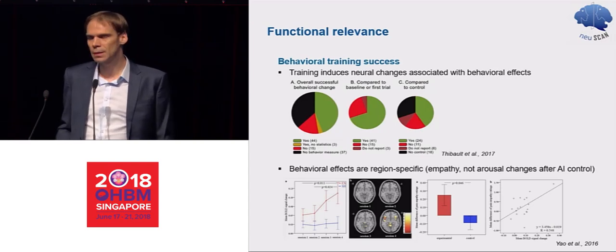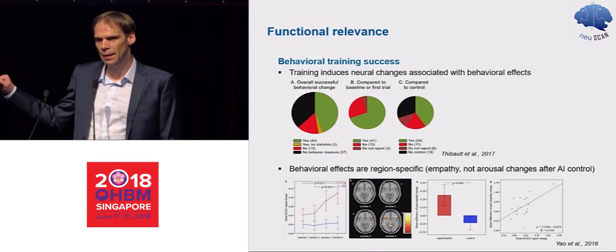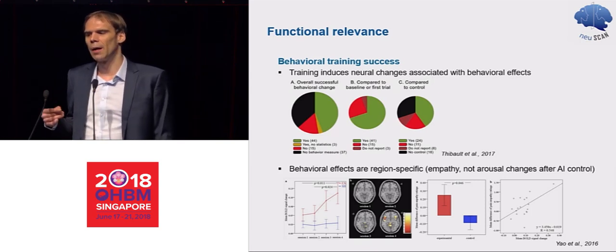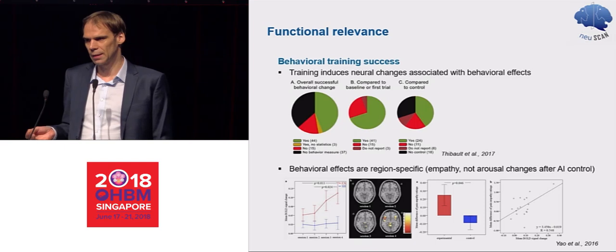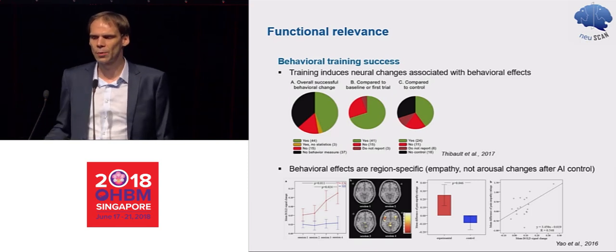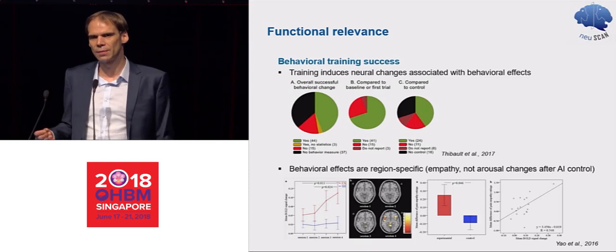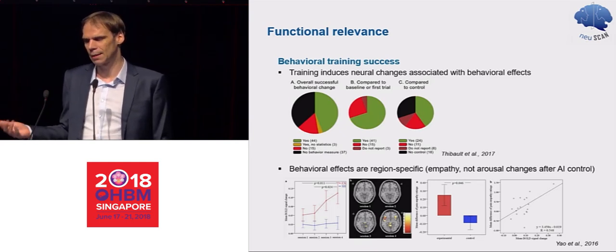What is important, and this is a study we did 2 years ago, shown on the bottom part, is that these changes are actually specific to the region that is targeted. For example, in this study, we trained subjects to upregulate their anterior insula over 4 runs, and we saw that this has an effect on emotional empathy, which is very specific for the anterior insula, but not on arousal, which is more a distributed function that's also supported, for example, by the amygdala and other regions.